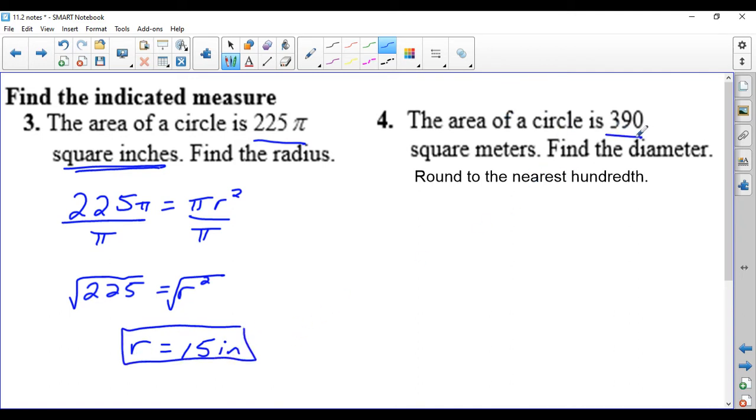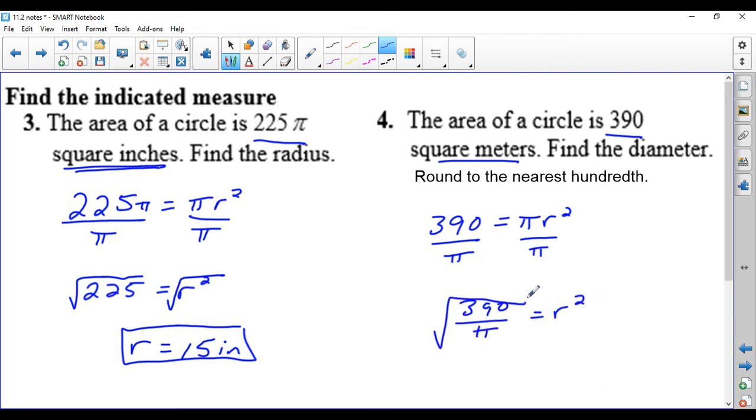Here, I'm given the area of a circle is 390 square meters. I want to find the diameter. In this problem, I would have to round because the area is not given in terms of pi. Set the area equal to pi r squared. Divide both sides by pi. And then I would take the square root of that fraction to get the radius. The diameter is 2 times the radius. And when I put that into my calculator, to the nearest hundredth, I get 22.28 meters.